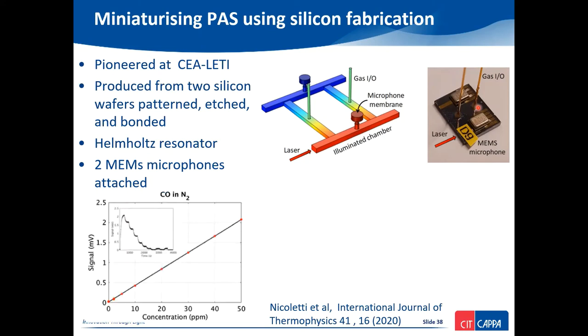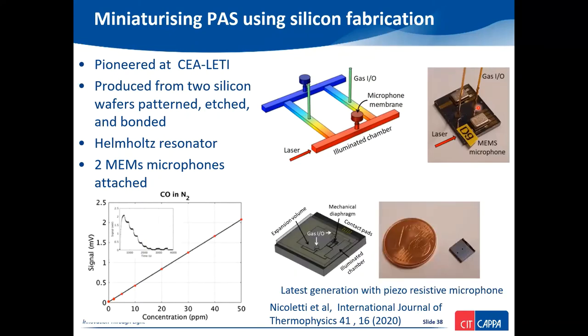If you compare the size of this to either the Fourier transform interferometer or indeed the traditional laser absorption spectroscopy, we're seeing huge advantages in robustness and compactness, and the detection levels are quite respectable. And there are further developments: in later generations, they're using a piezo-resistive gauge instead of a microphone to drive down costs further.